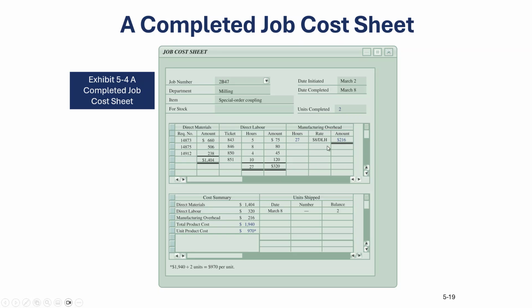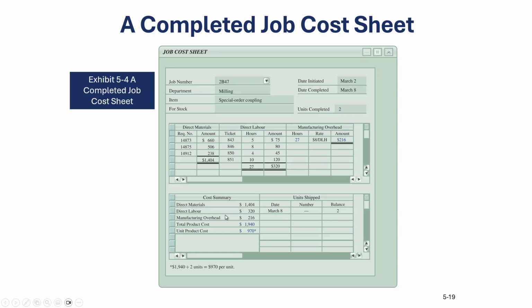Then you say, okay, now the job is complete. To complete the cost sheet, you note that the manufacturing overhead is based on the direct labor hour. So we pick the direct labor hours, which was 27 here, and multiply by $8 per labor hour, and that gives you $216 of manufacturing overhead as an applied overhead.